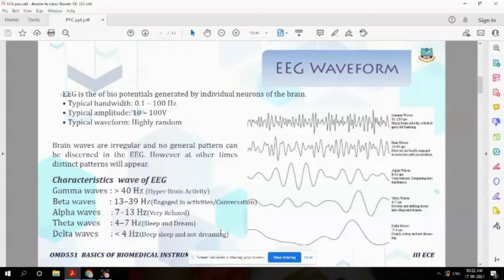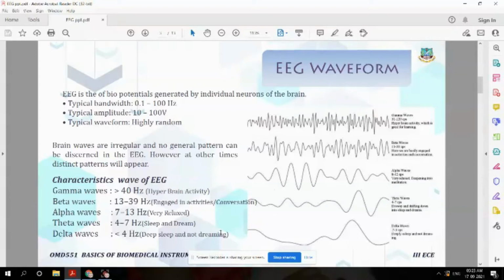First we see the general characteristics of the gamma wave. The frequency of the gamma wave is greater than 40 Hz, that means the range is 40 Hz to 100 Hz. Then we see when it appears. This gamma wave appears when the person has hyper brain activity.